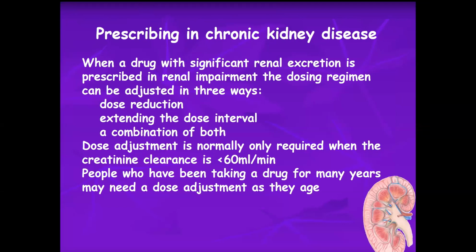So when we're prescribing a drug in kidney disease, where a drug with significant renal excretion is prescribed in renal impairment, the dosing regimen can be adjusted in 3 ways. You can reduce the dose, or extend the dosing interval, or a combination of both. Dose adjustment is normally only required when the creatinine clearance is less than 60 mL per minute. People who have been taking a drug for many years may need a dose adjustment as they age.